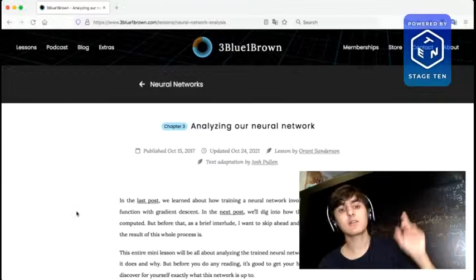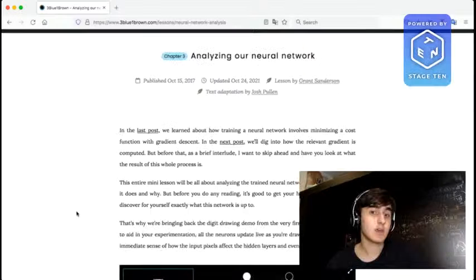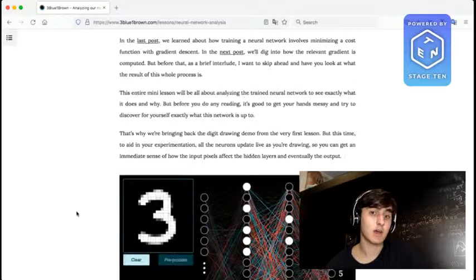Analyzing our neural network. In the last post, we learned about how training a neural network involves minimizing a cost function with gradient descent. In the next post, we'll dig into how the relevant gradient is computed. But before that, as a brief interlude, I want to skip ahead and have you look at what the result of the whole process is. This entire mini lesson will be about analyzing the trained neural network to see exactly what it does and why. But before you do any reading, it's good to get your hands messy and try to discover for yourself exactly what this network's up to. That's why we're bringing back the digit drawing demo from the very first lesson.